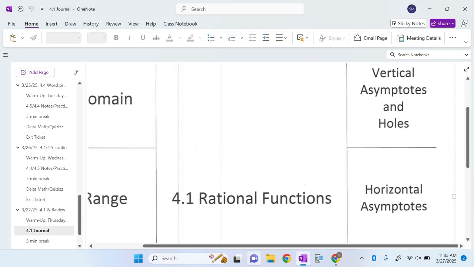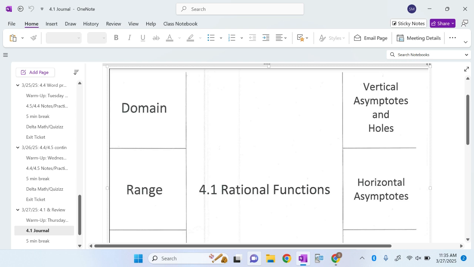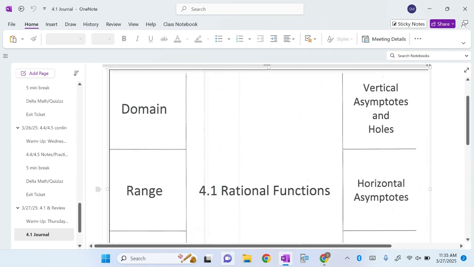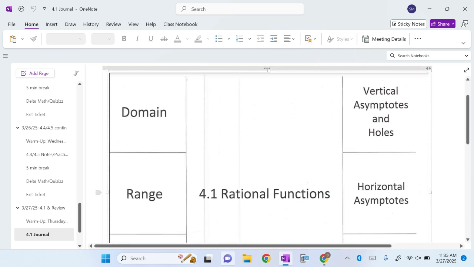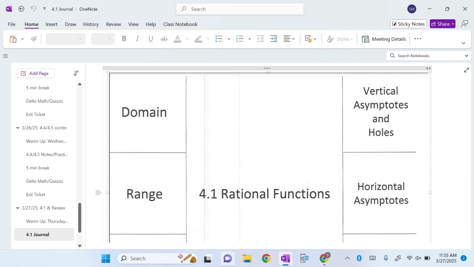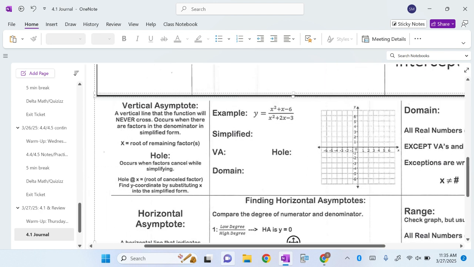All right, so we're looking at our journal. These are all the key features that we're going to be looking at today with rational functions. We're going to start with the key features that are probably the most unfamiliar to you guys, which is the vertical asymptotes and the holes, as well as the horizontal asymptotes. So let's look at vertical asymptotes first.